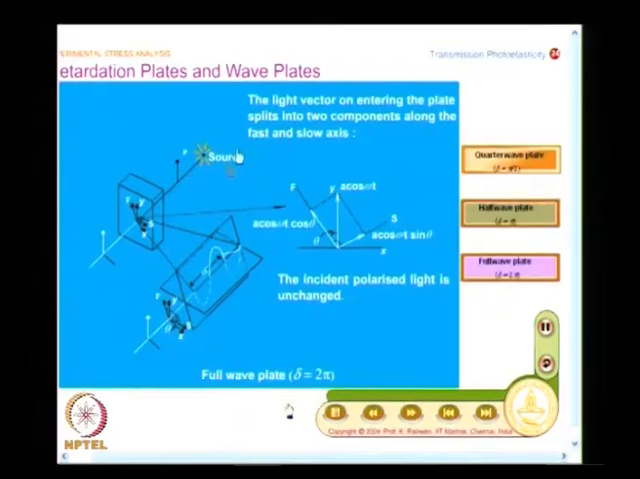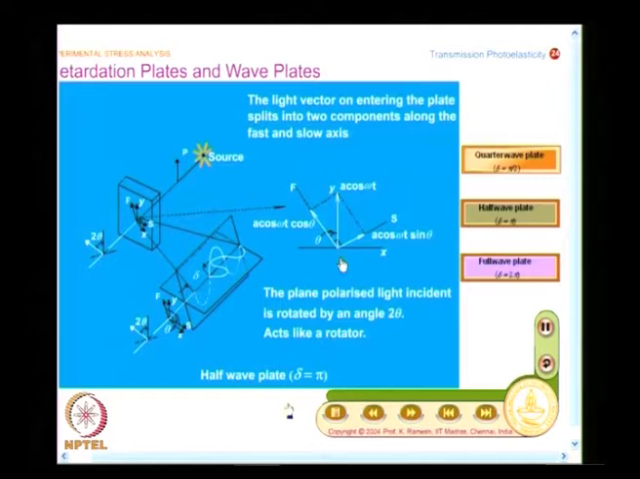For understanding plane polariscope, you will have to just analyze whether the light coming out of the model is plane polarized or not. And what you find here, I have also shown schematically that the thickness of the plate is increased to provide you a large value of retardation. And what happens when I go to a half wave plate?